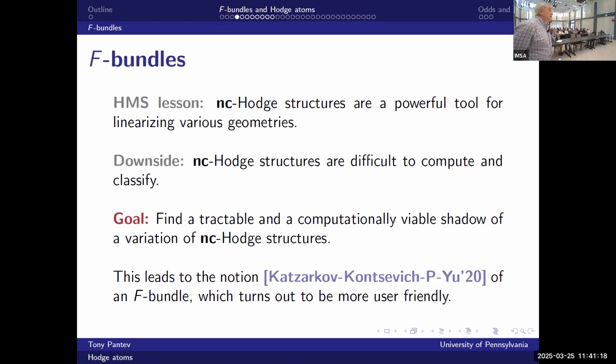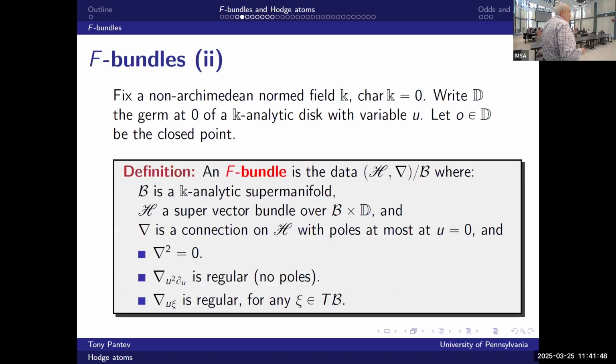So the goal in order to extract useful invariants from them is to find some computationally viable projections or shadows of these variations of non-commutative core structures, which are easy to manipulate. And so about 5 years ago, we came up with this notion of an F bundle, which is a shadow of the non-commutative core structure, and it's basically all you need. And so here it is as a concept.